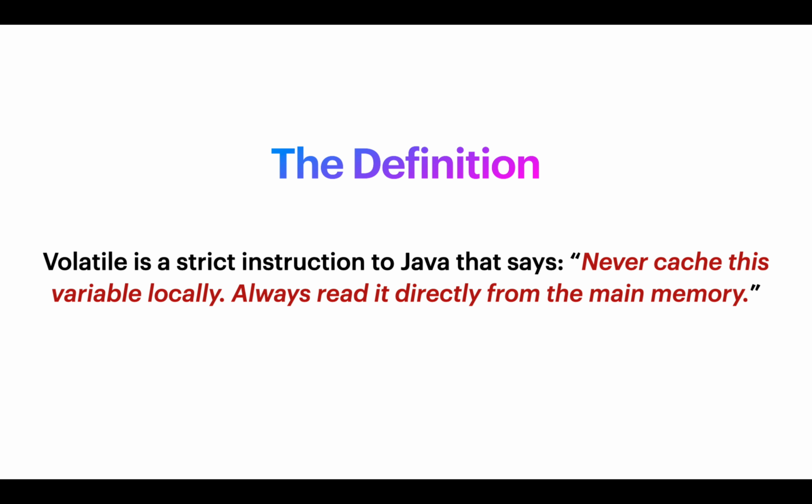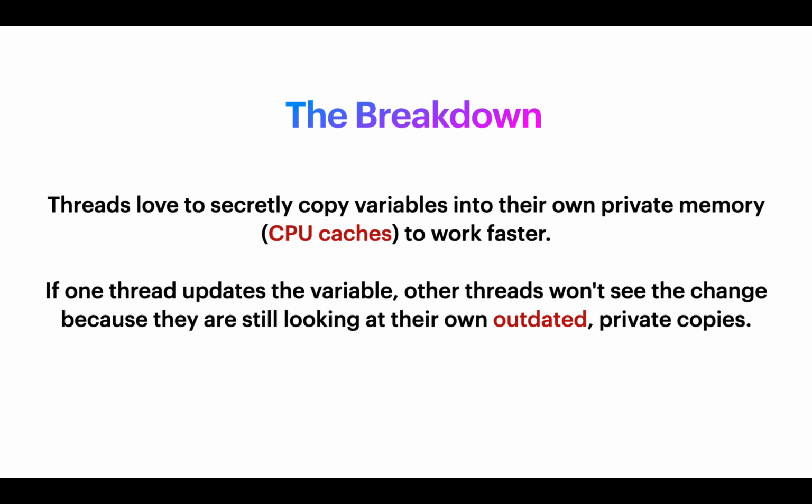So the definition, one more time, let's see. Volatile is a strict instruction to Java that says never cache this variable locally, always read directly from the main memory. So this is the standard definition. Let's see what happens in general. Threads love to secretly copy variables into their own private memory, which is also called the CPU cache. They do this just to work faster, so it's kind of an optimization.